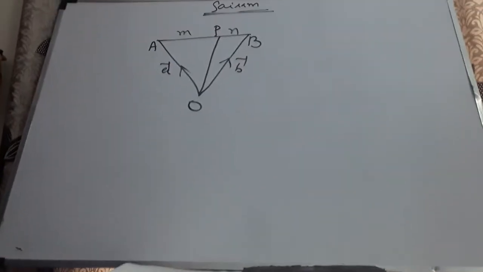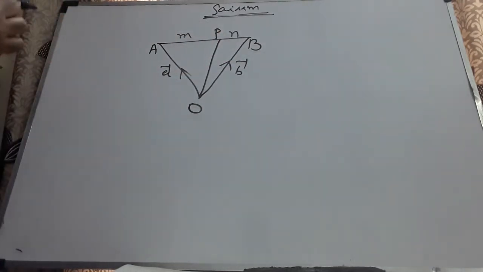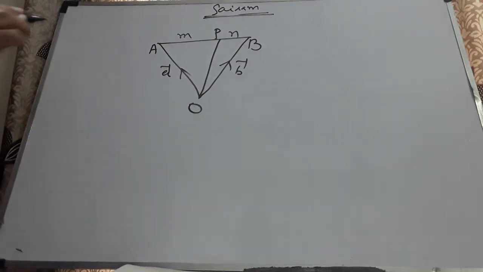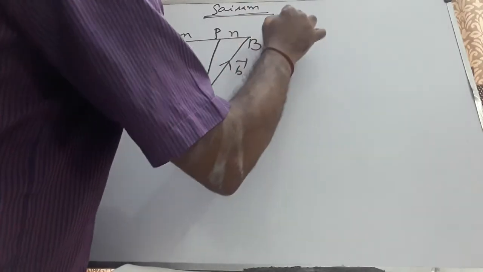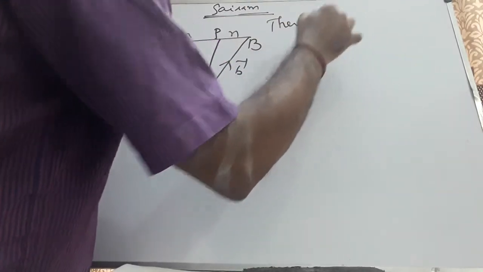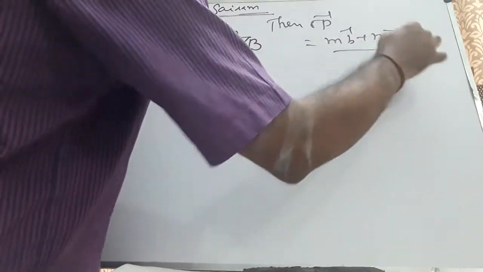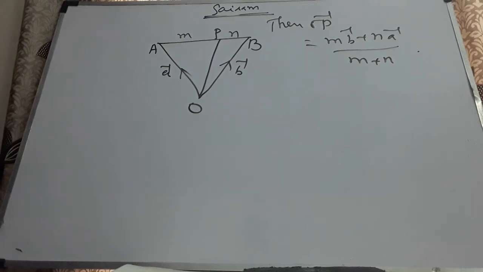AP is to PB is m is to n. That is, the point P divides segment AB internally in the ratio m is to n. Then we get OP vector is equal to m times OB vector plus n times OA vector, divided by m plus n. This is a simple derivation.